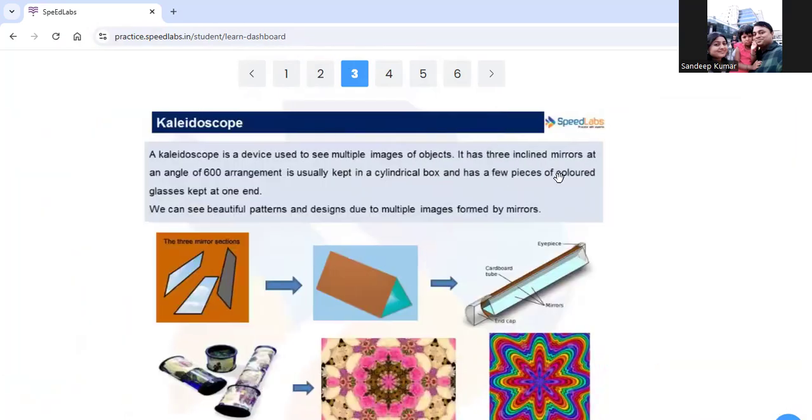Next, kaleidoscope is a device which is used to see multiple images of an object. It has three inclined mirrors at an angle of 60 degree. You can see, here, here, and here, this side at 60 degree. The arrangement is usually kept in a cylindrical box and has a few pieces of colored glass kept at one end. We can see beautiful patterns and designs due to the multiple images formed by the mirrors. You can see.